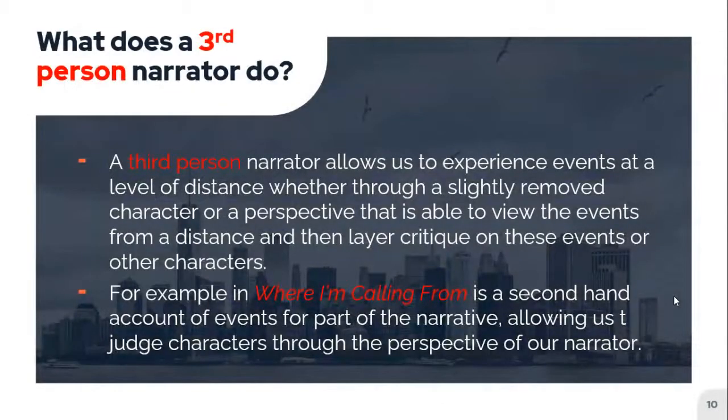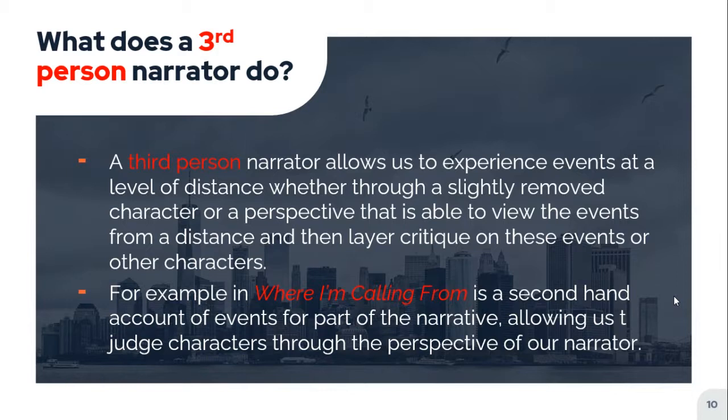Now, by contrast, what does a third person narrator do? So a third person narrator allows us to have a little bit of distance between the immediate experience of what the characters are doing and how we are experiencing it. So the immediacy tends to be removed. What it also allows us to do a lot of the time is it allows there to be a layer of critique of either the events or the characters.